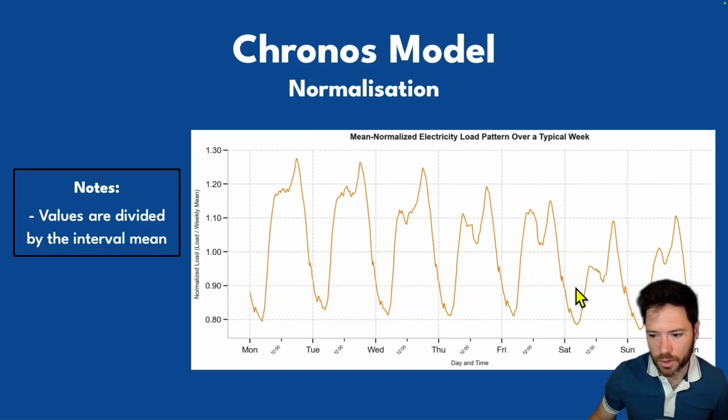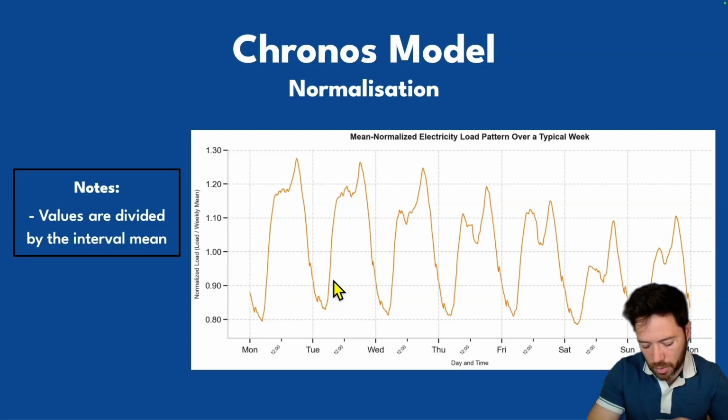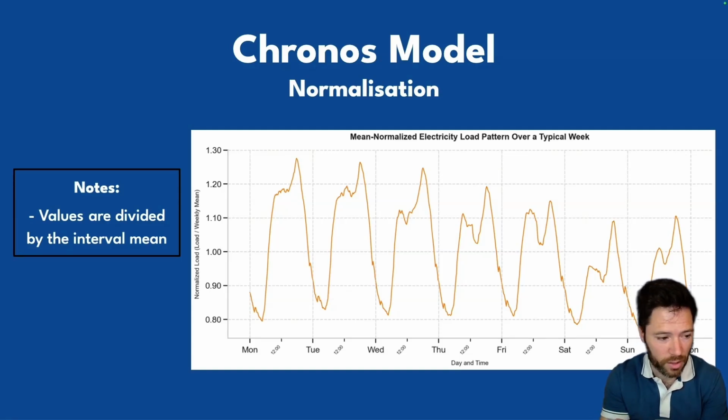This is a normalized version of the graph I showed you before. Quite simply, I've divided by the interval mean. So I've taken the mean, divided all the points by that, and now the mean of this graph is 1. And you can see oscillation about that point. And this is commonly used in training time series models because it means you can use a wide variety of data normalized to train the same model, which means you have much more data to train the same model.